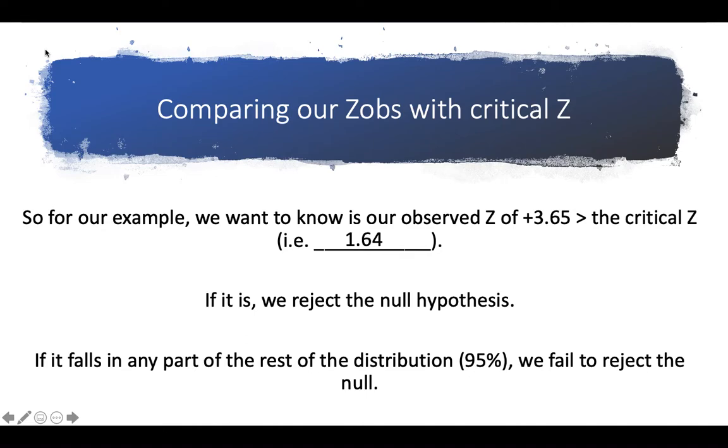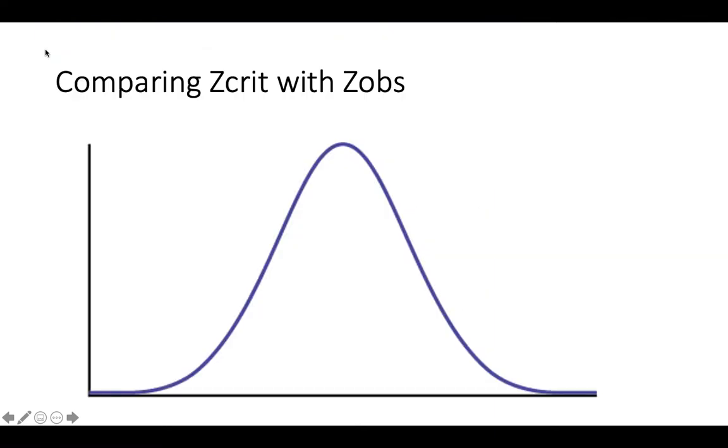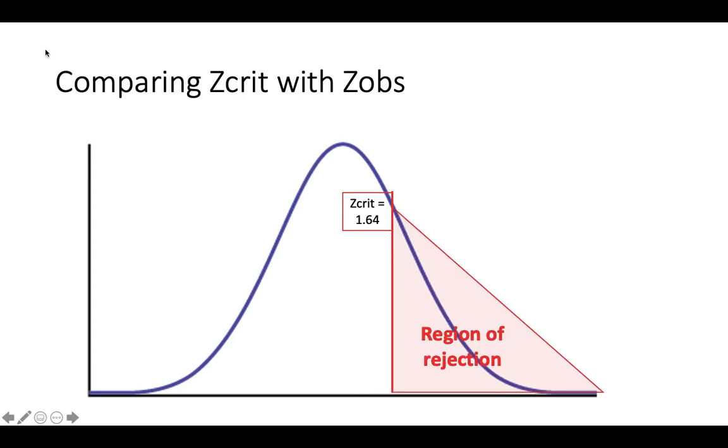If that value falls into any part of the rest of the distribution, we fail to reject the null. Now, I prefer to look at this visually and demonstrate what it looks like because I think it's a little bit easier to understand, especially when you're first getting familiar with this information. So like we said, we had a z-critical value of 1.64, right? That means that everything to the right of that value is our region of rejection.